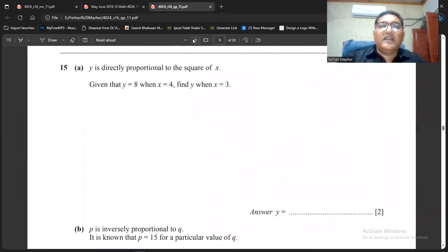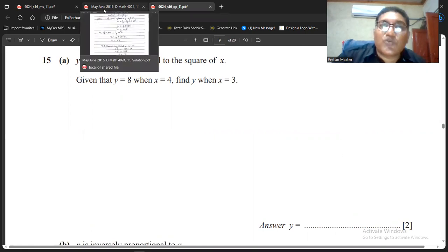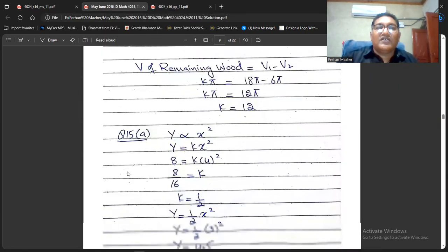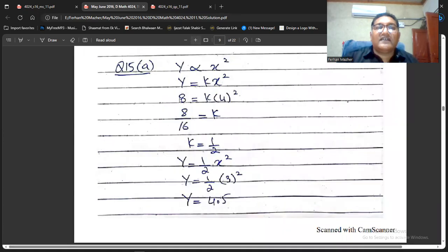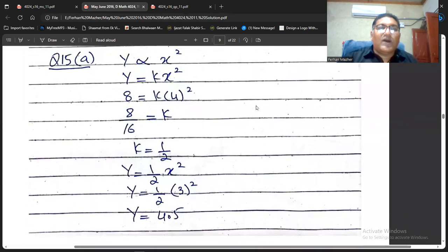Question number 15 is on your screen, and it says y is directly proportional to the square of x. Given that y is 8 when x is equals to 4, find the y when the x is equals to 3. It's a 2 marks question, very simple, directly proportional to square of x. So y is directly proportional to x square. So y is equals to kx square. Y is 8, x is 4. So it will be 8 is equals to k 4 square.